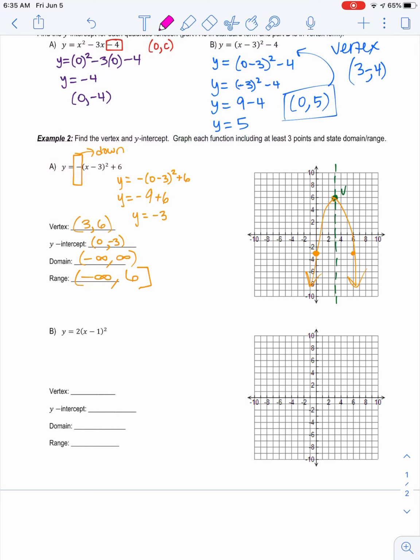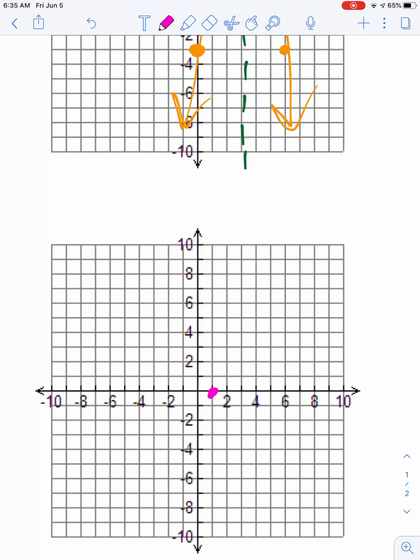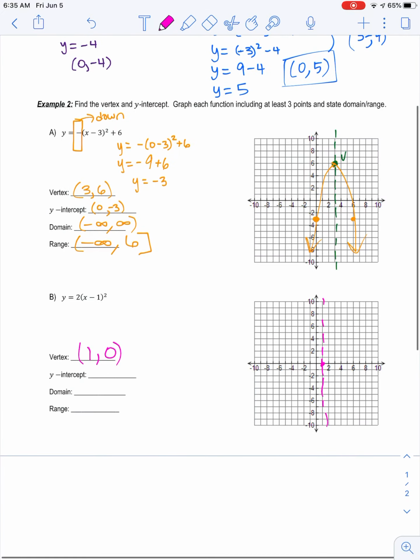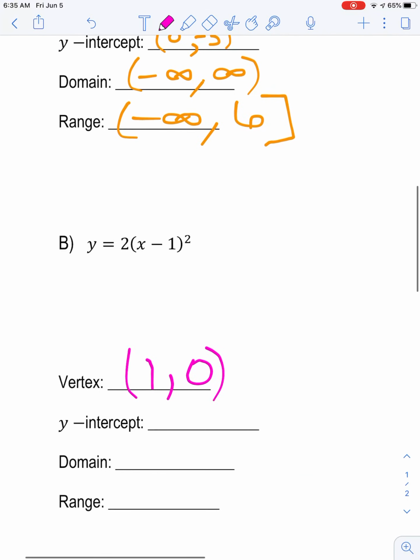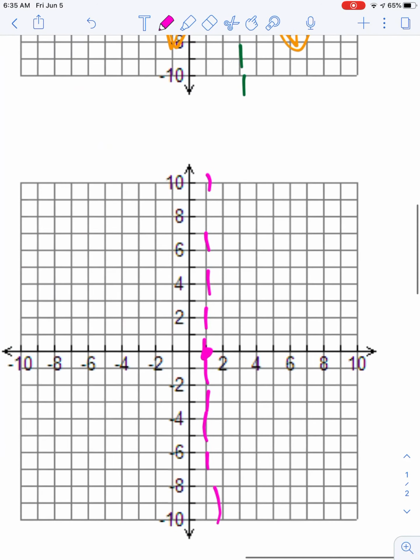Part B, vertex, I look at opposite, same. I have 1, 0. Right away, I'm going to graph 1, 0, and I'm going to draw an axis of symmetry through that. For the y-intercept, I'm going to plug in a 0 for x and simplify. 0 minus 1 is negative 1 squared. I get a positive 1. So 2 times 1 is 2. So I have 0, 2.